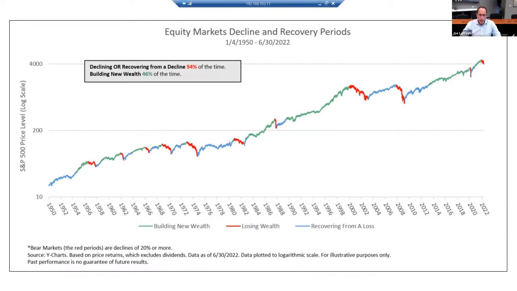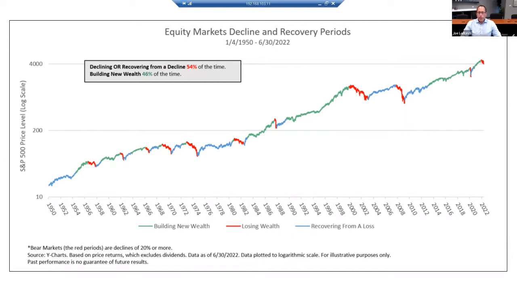The long-term market history shows that lengthy periods of advances are followed by lengthy periods of declines and then recoveries. So passive investors who ride out every market downturn, according to this chart, only built new wealth about 46% of the time, and this goes all the way back 72 years. Said differently, more than half of the time you're riding down a bear market, noted by the red part of this chart. Those are declines of 20% or more from the high.